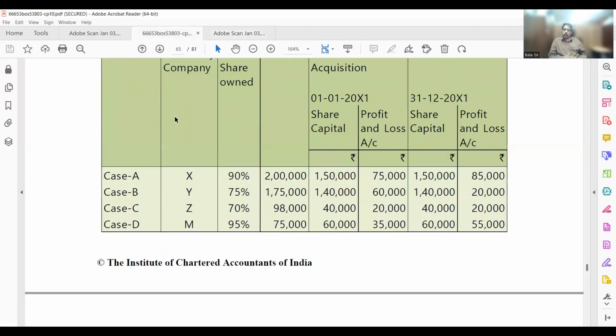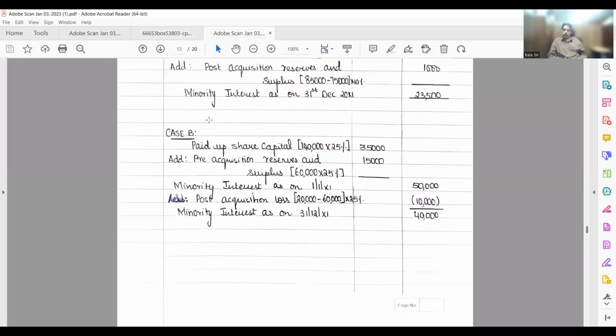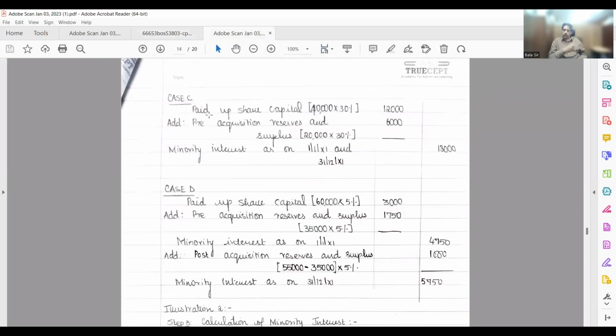Now go back to the question. Case C. Company Z. Share owned 70%. Cost 98,000. On the date of acquisition, the share capital is 40,000. Profit and loss account 20,000. On the date of consolidation, share capital 40,000. Profit and loss account 20,000. That means no profit made in the current year. Opening 20,000 and closing is 20,000, right? So the profit for the year is nil.